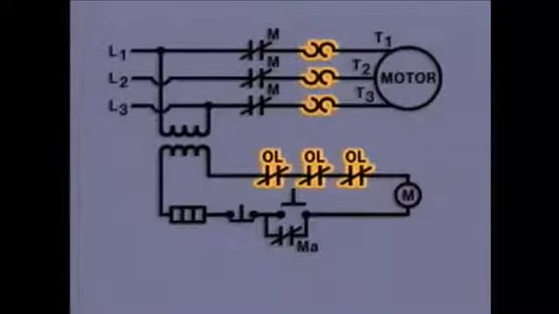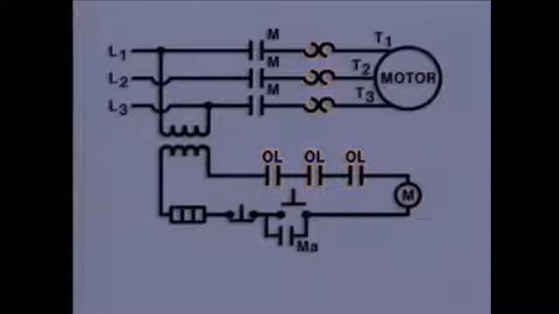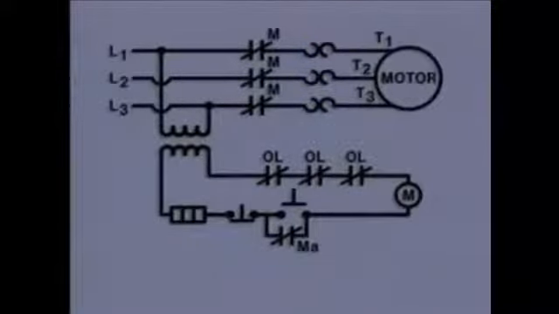Opening the overload contacts opens the control circuit, which stops current flow to the M coil. When the M coil is de-energized, the M contacts open. As a result, the path for current to flow to the motor is interrupted and the motor stops. In order to stop the motor during normal operation, the stop button is pushed. Pushing the stop button opens the control circuit, which stops current flow to the M coil.